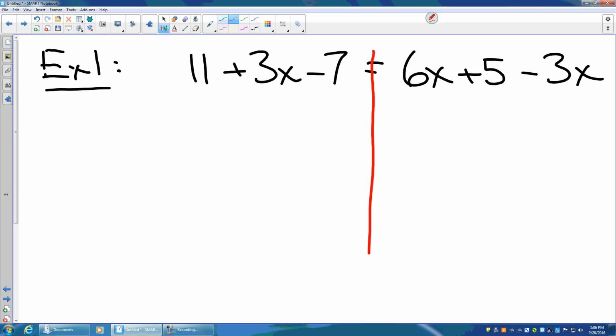So taking a look at the left side of this equation, I have that 11 and that negative 7 that can go together. So that is 4. So I'm going to drop down 3x. Taking a look at the right side, I can put those two sets of x's together. So I end up getting 3x plus 5. All right. So last notes, we practiced this a lot.